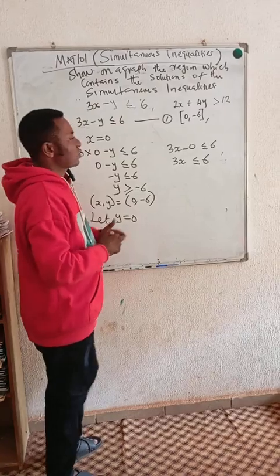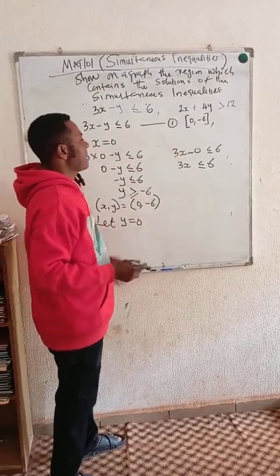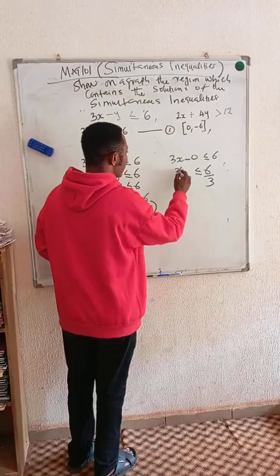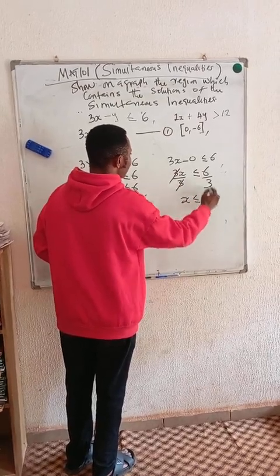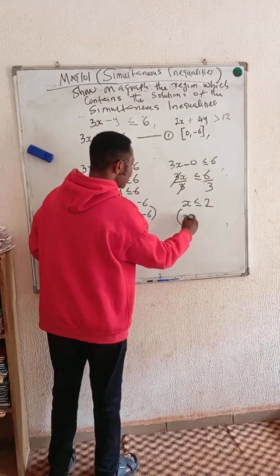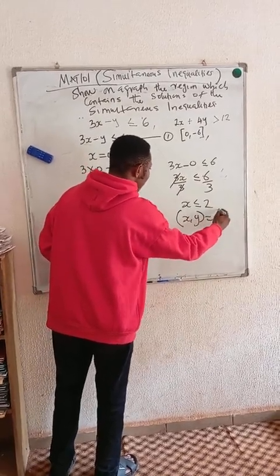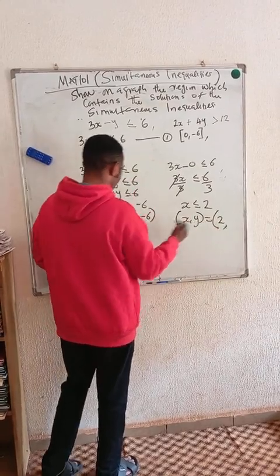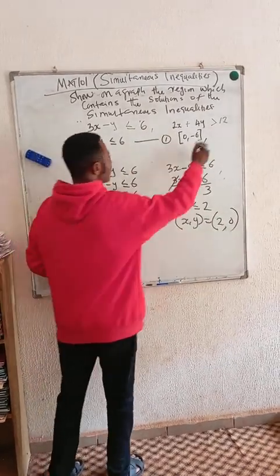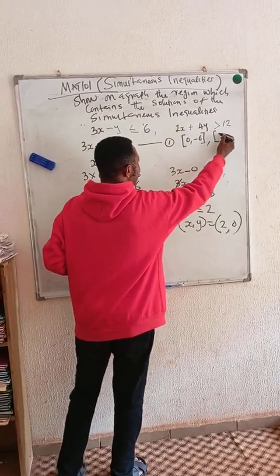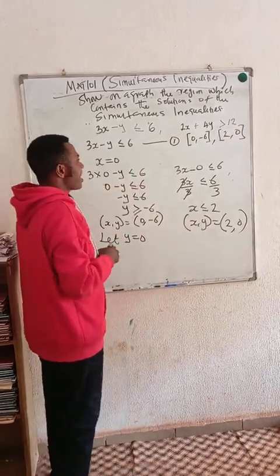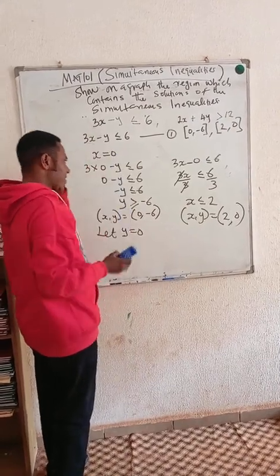Here, what are we going to do? To get x, we divide both sides by 3. 3 cancels out 3. x less than or equal to 6 over 3 is 2. It therefore means the next point, remember, it's always x comma y. What is my x? x is 2 now. And what is y? We assumed y to be 0. All right? So the next point, permit me to use this square bracket, even though you can decide to use the same thing. All right, so it means we are done with the first equation.